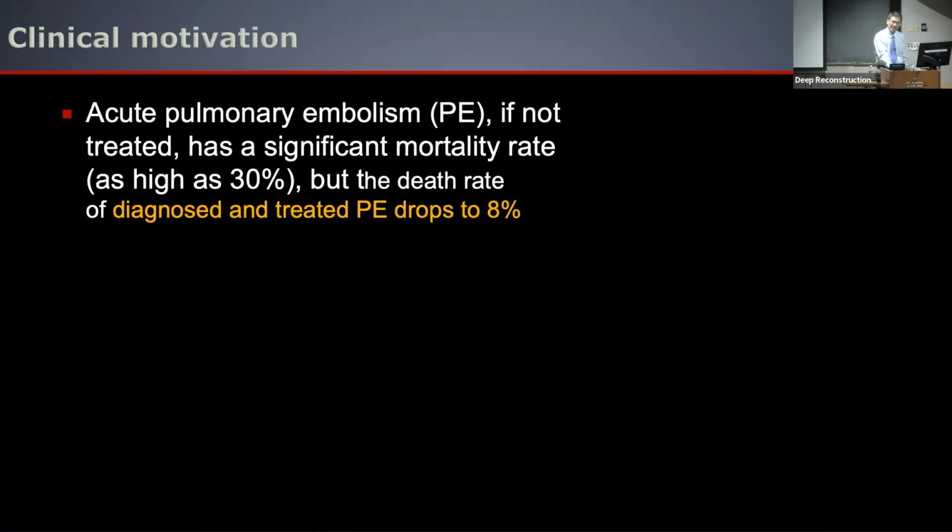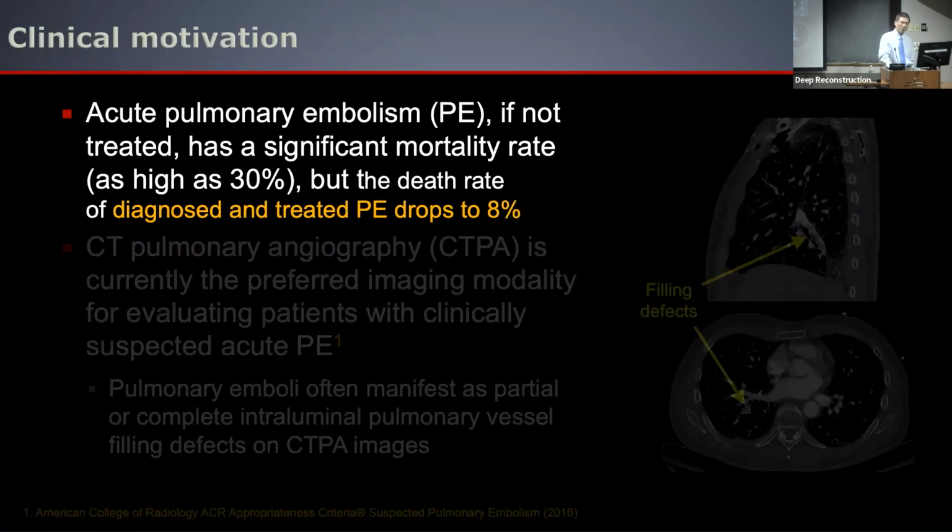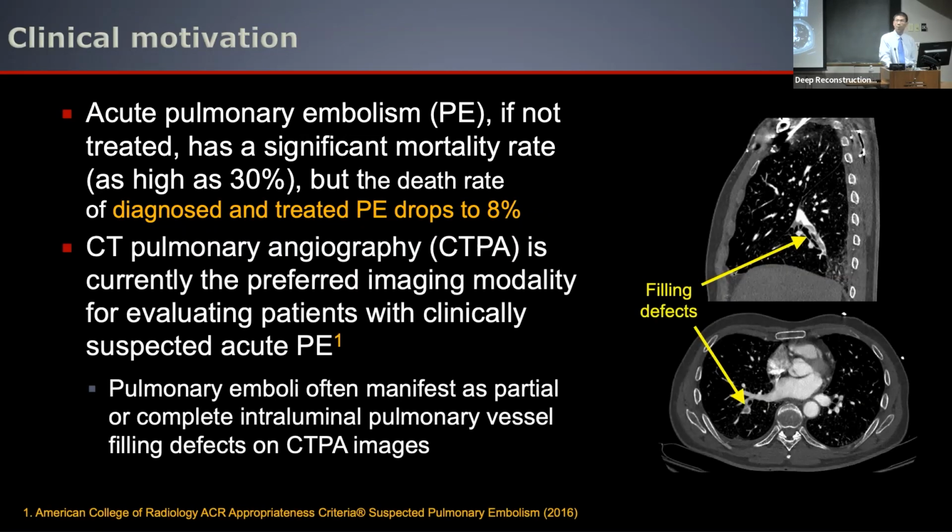Let's start with some clinical motivations. What we're talking about is really acute pulmonary embolism. If not treated, it will have a significant mortality rate as high as 30%. And the death rate, if diagnosed and properly treated, will immediately drop down to 8%. So it is a very significant disease to talk about. And CT pulmonary angiography is currently the preferred imaging modality to evaluate patients with clinically suspected acute PE.